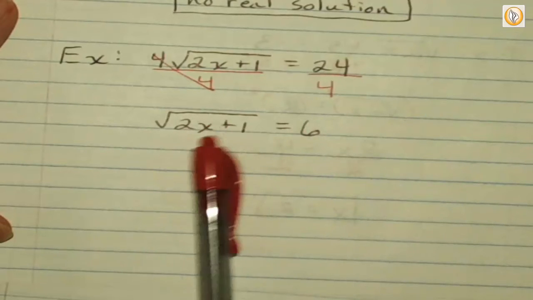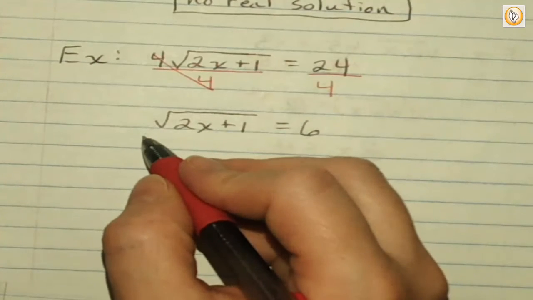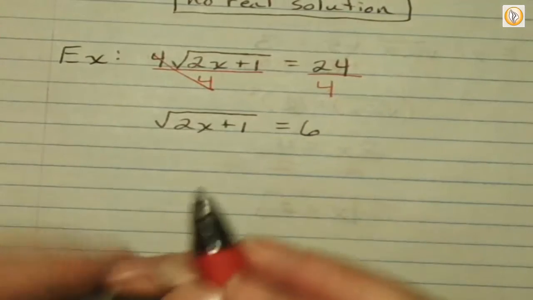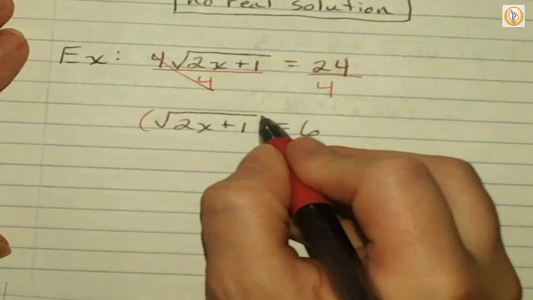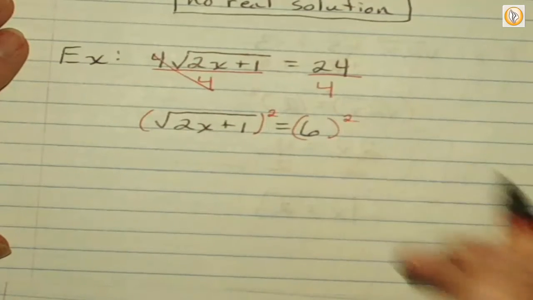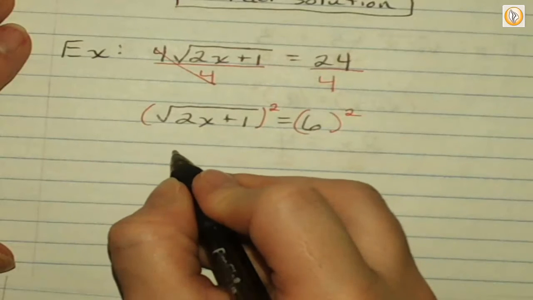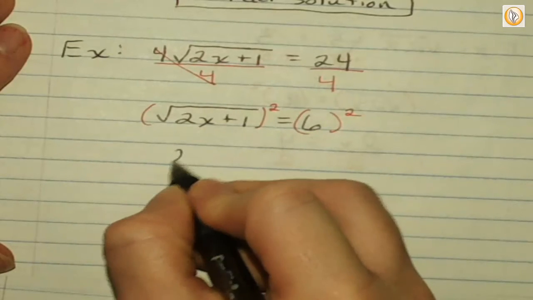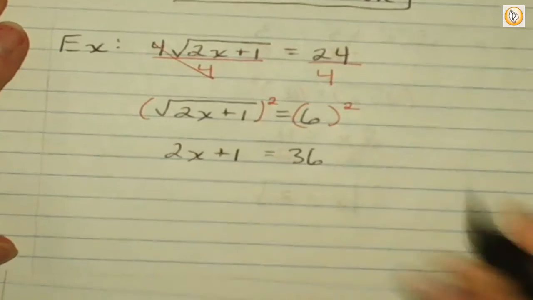Now what do I do? We've isolated the radical. What is it called? What's the 2 above the square? You square 2x plus 1 and 6. You got it, Cecilia? Now what do I have? You have 2x plus 1 equals 36. Now what do I do?